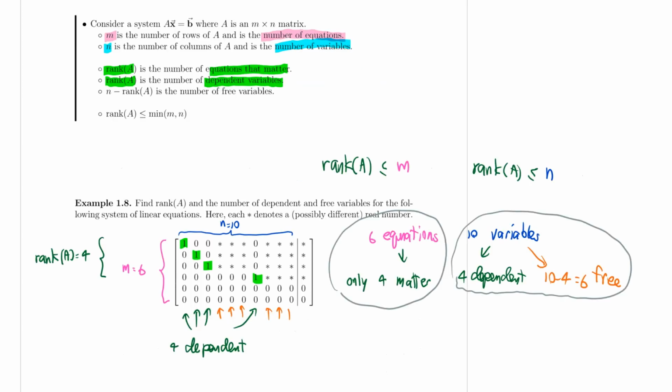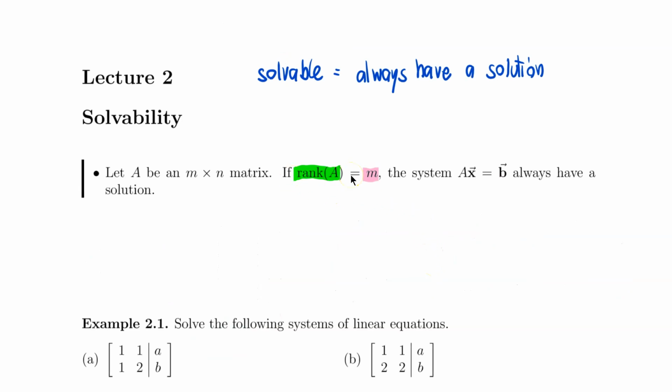Now, if we look at the last example in the previous lecture, we see that the value m is the number of equations and the rank of the matrix is the number of equations that matters. So if these two numbers were to be equal, what that would mean is all equations that I have are actually gonna matter. So when these two things are equal, that means all equations matter.